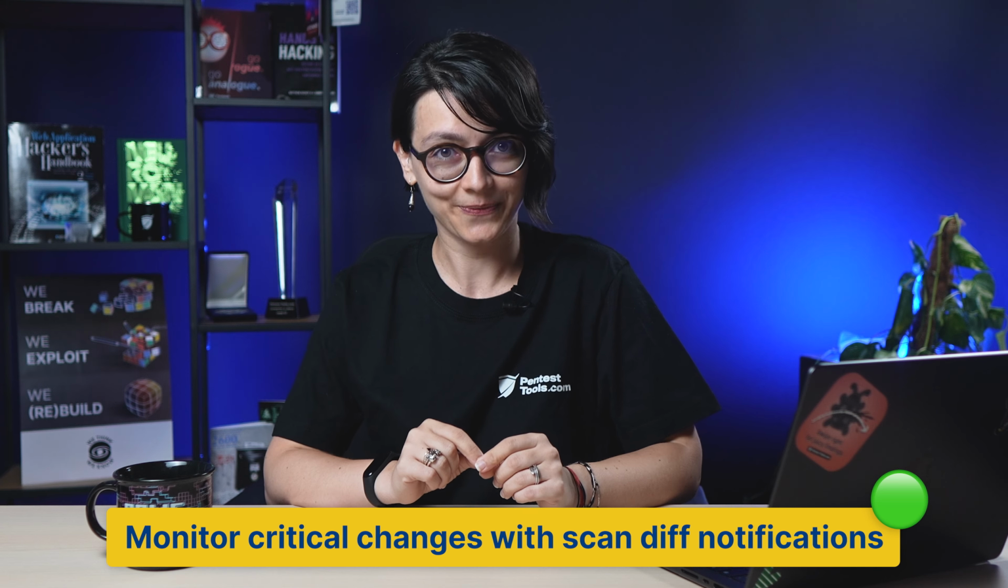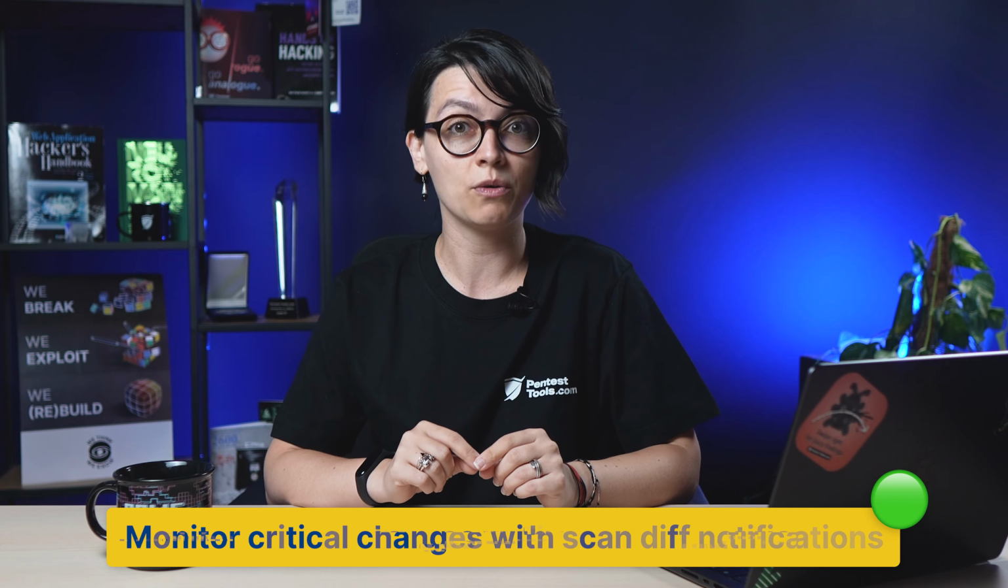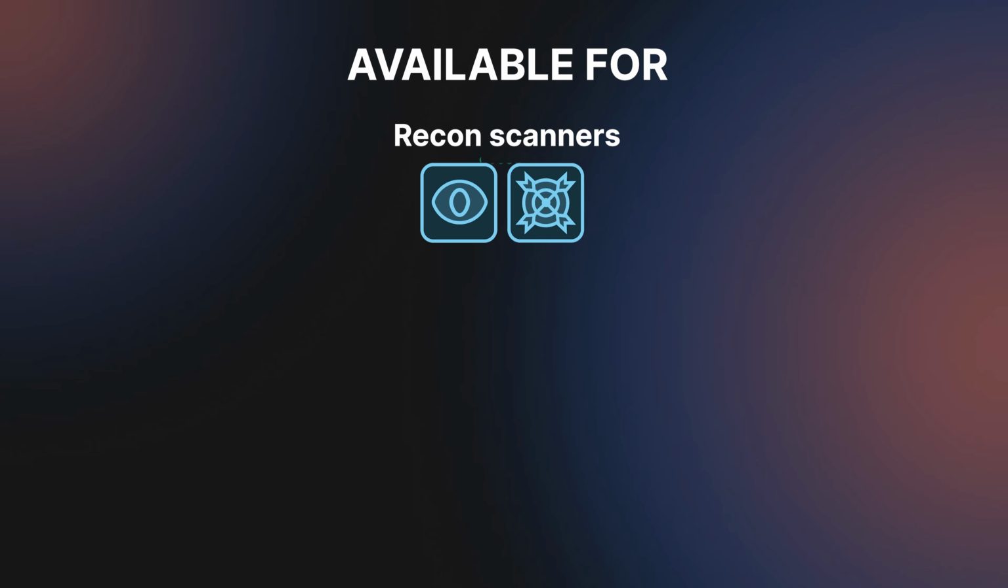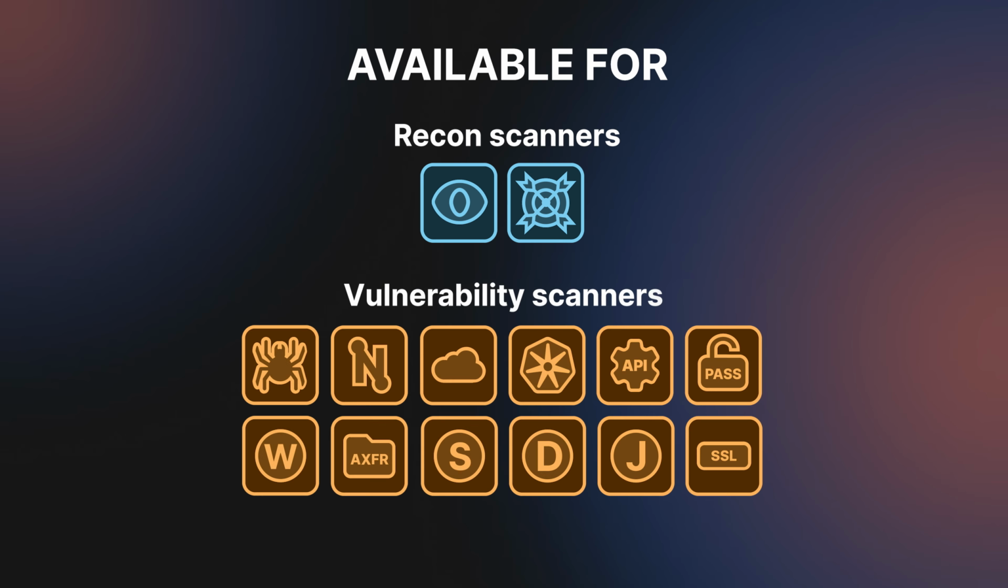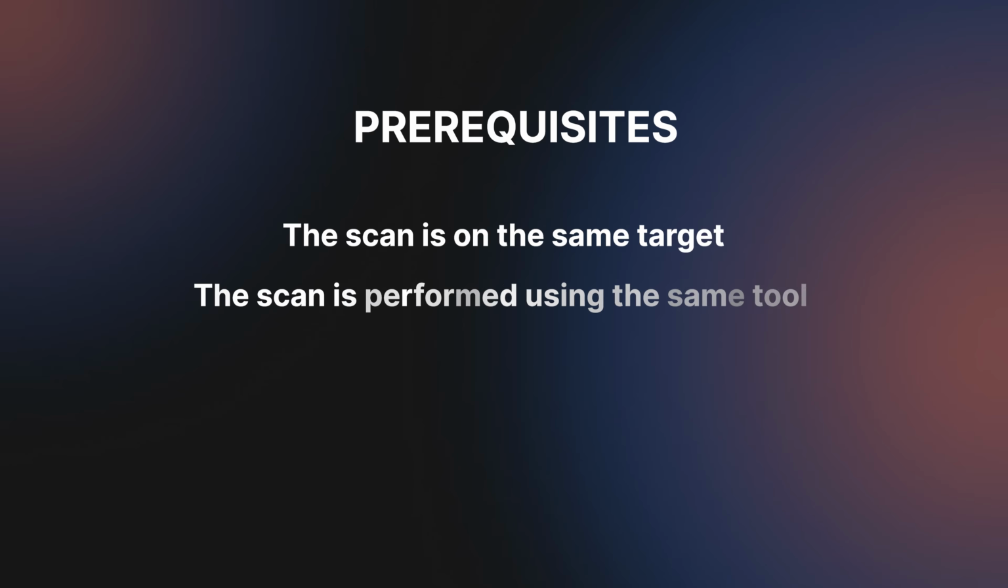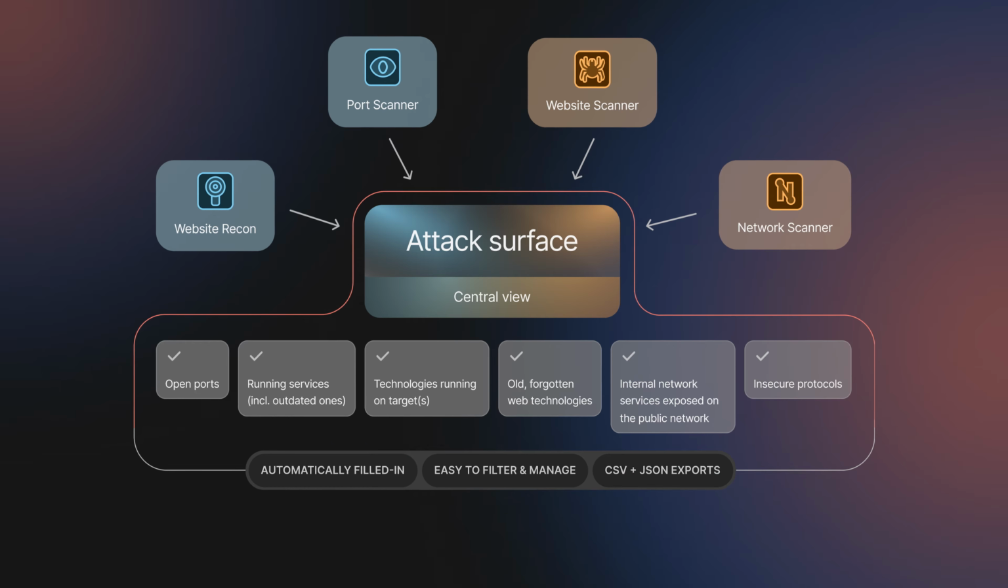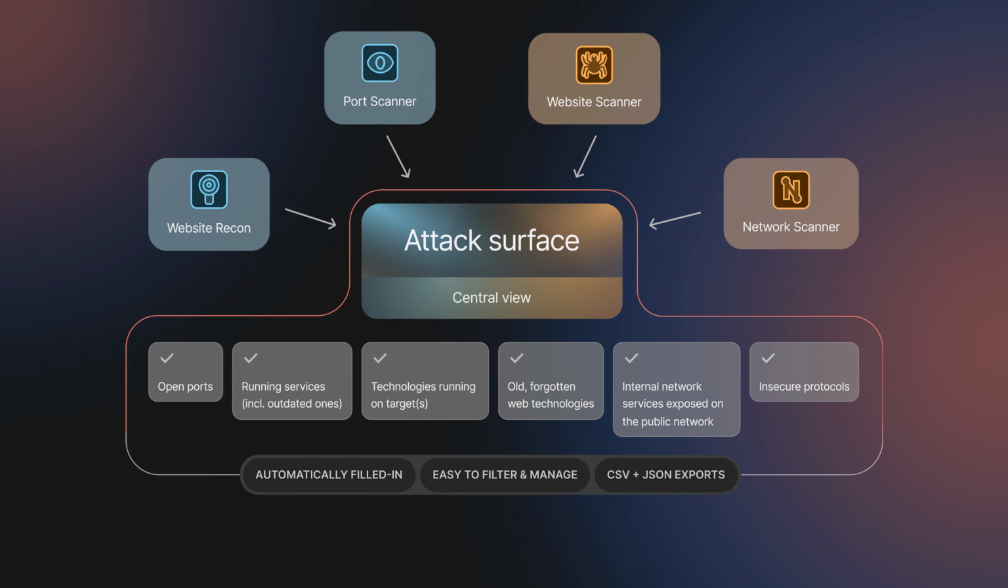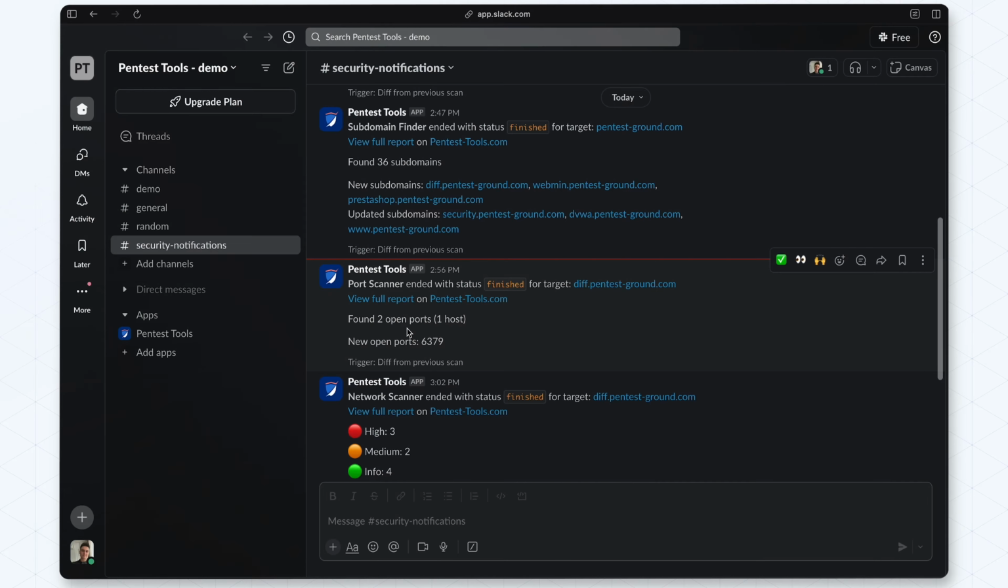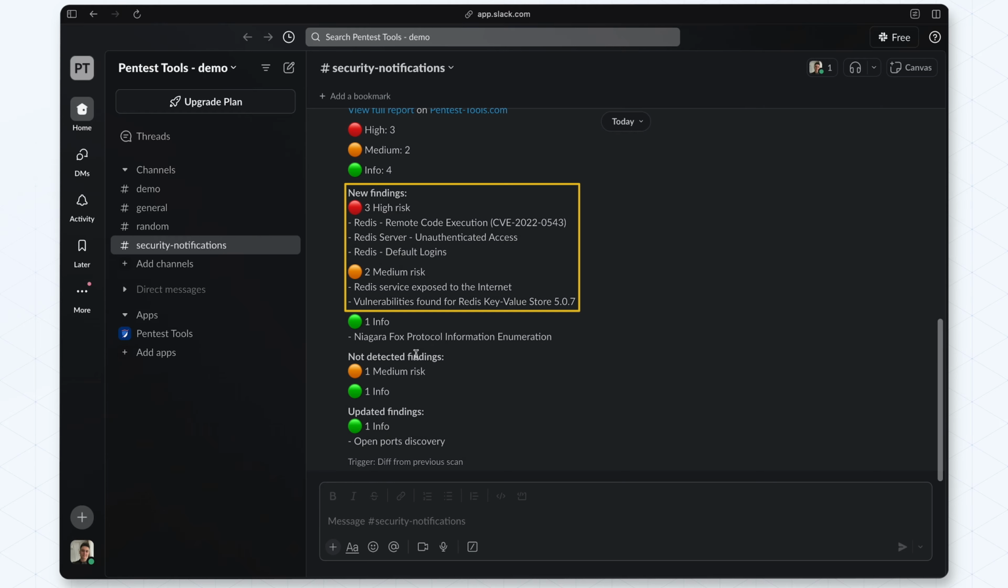You've been asking about this feature, and it's finally here. Diff notifications are now available for 2 of our discovery scanners, Port Scanner and Subdomain Finder, and all our vulnerability scanners. Diff highlights new and updated findings compared to your previous scan on the same target with the same tool in the same workspace. Use it to monitor changes in your target's attack surface. And be sure to check out this short demo that my colleague David just did.